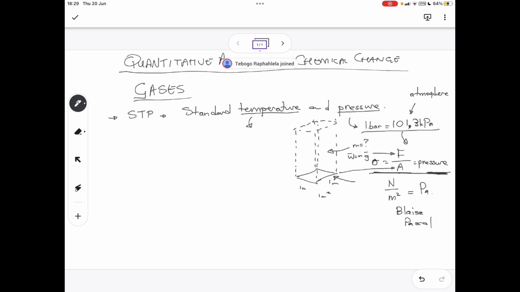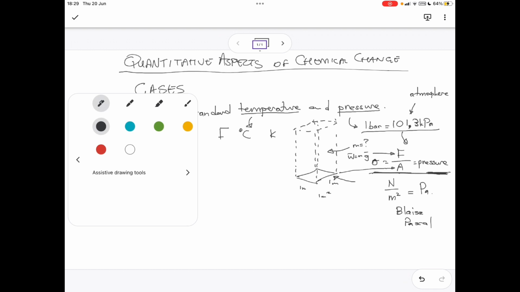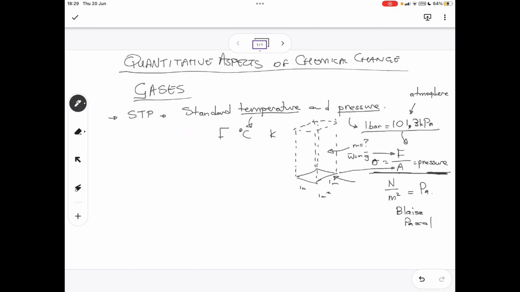Right? Then temperature. We use multiple scales for temperature. There's Fahrenheit, there's degrees Celsius, and then there's Kelvin. I see how the order of these written like this can be confusing, but please pardon that. Fahrenheit is used mostly as an imperial unit.